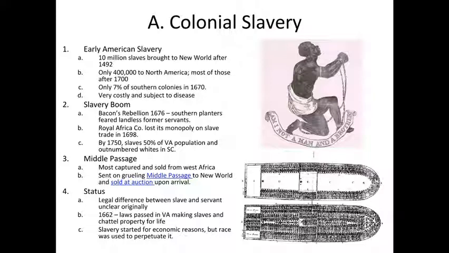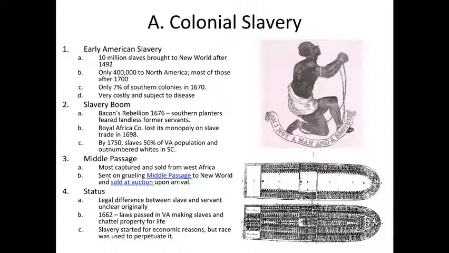Only 7% of Southern colonies had slavery in 1670, and it was very costly. Slaves were subject to disease, and you really have to think of slavery, at least at this point economically, as property. So if something happens to your property that is of high value, and they get sick and they die, that costs you quite a bit of money. It's very costly to feed them, to clothe them, to house them, and to make sure that they stay healthy.